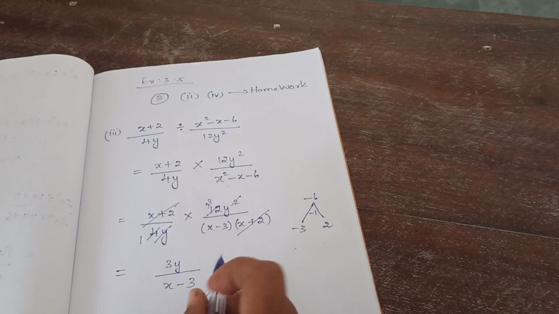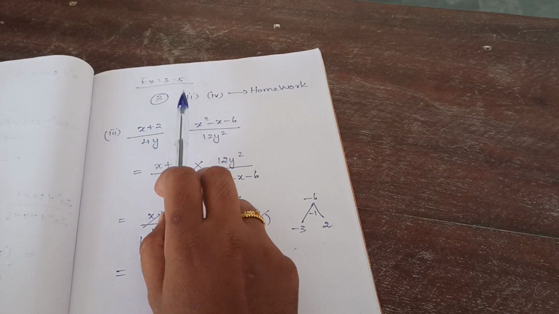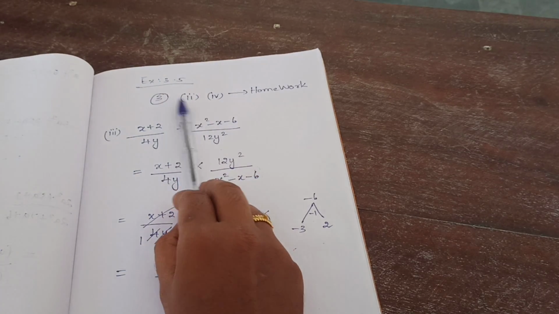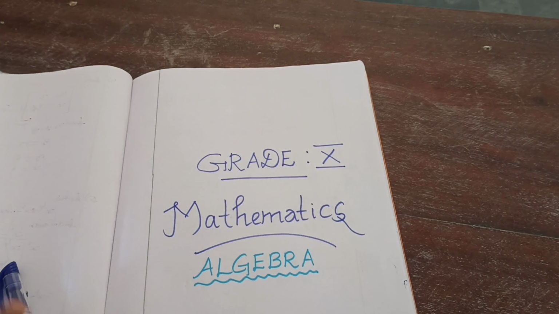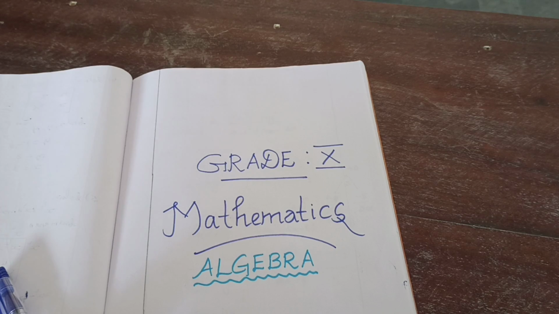That's all this question, and compulsorily you need to do the homework. Exercise 3.5 third question, that is second and fourth problem. That's all today's portion, and remaining two problems are there. We can solve in the next class. Okay, today's portion please study today itself. Have a nice day.